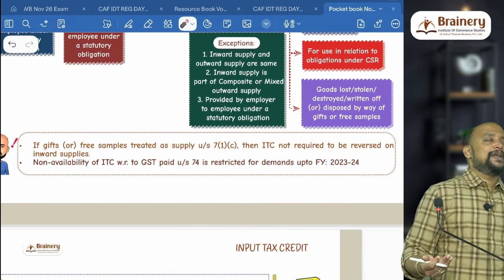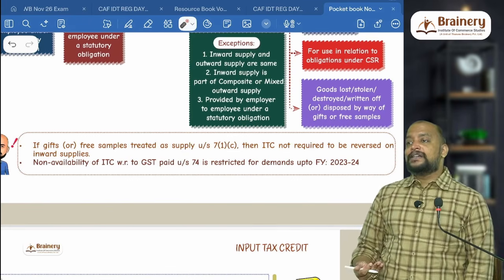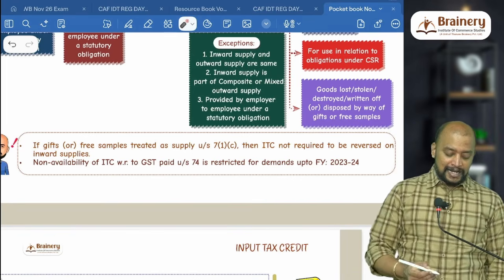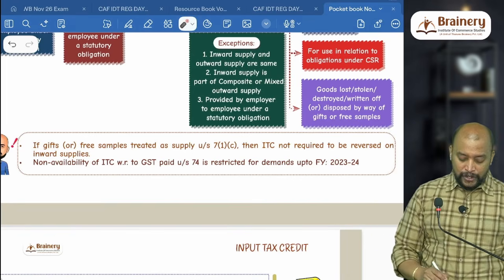And suppose the supplier has not paid the tax voluntarily, but it has been recovered from the supplier, then can the recipient take ITC? No.